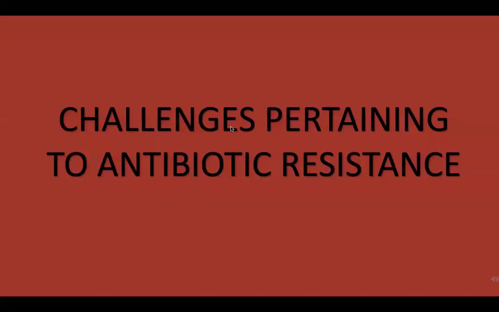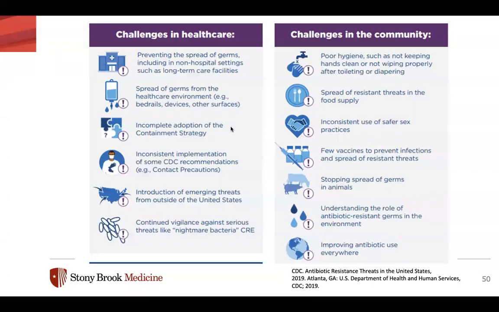So what are some challenges pertaining to antibiotic resistance? Some challenges that exist in healthcare would be trying to stop the spread of germs from the healthcare environment and just on the surfaces. That's what I was mentioning before. And then the introduction of emerging threats from outside of the US, because people travel all the time in and out of the US. And then challenges in the community, like poor hygiene and spread of resistant threats in the food supply, because if someone's touching food and then it gets spread. And if patients don't get vaccinated, that's another challenge in the community for antibiotic resistance. And then people not fully finishing their antibiotic courses, that's another challenge in the community. So for further progress, the nation must continue to innovate and scale up effective strategies to prevent infections, stop spread, and save lives.